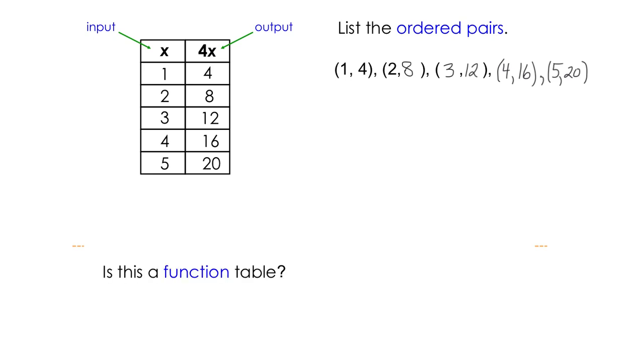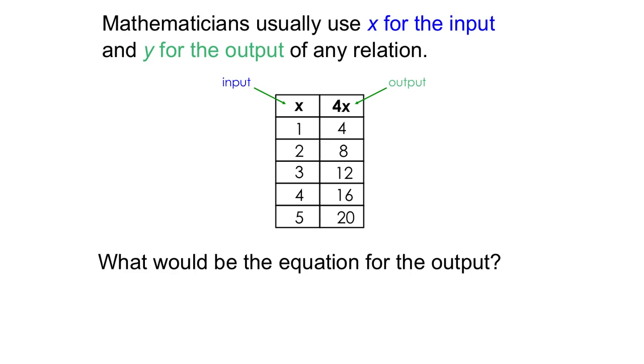Now, is this a function table? Do you remember how to find that out? Remember, in order to be a function, there has to be only one output for every input. So if we look at each input, how many outputs are there? Well, only one each. So yes, this is a function table. Now, every function has a rule, so what is the function rule in this case? We can look here. To get the output, we multiply the input by 4. That is the rule.